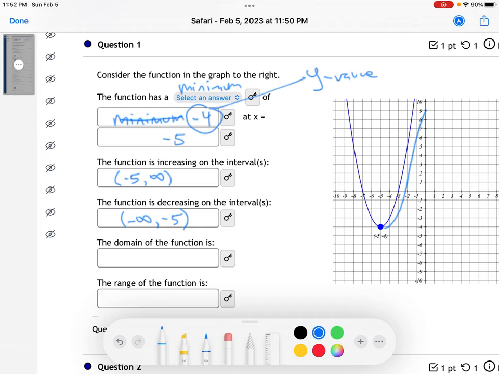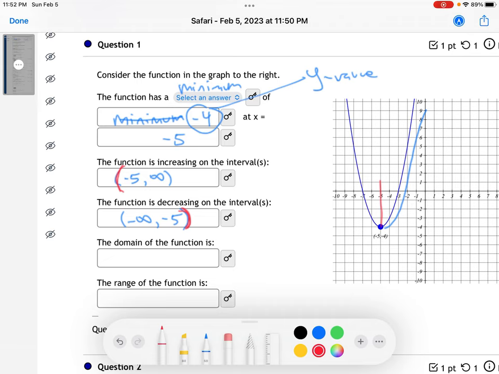Now notice I'm using this rounded bracket here. Why am I using a rounded bracket? Because right at -5, I'm neither increasing or decreasing. So this is saying from -infinity to -4.9999999, we're decreasing, and then from -5.000001 to infinity, we are increasing.